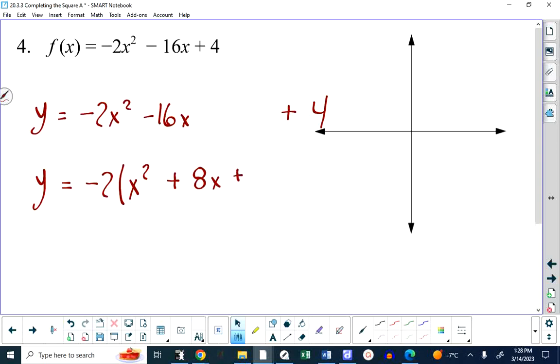I'm going to add something here. I'm going to close the brackets and put plus 4 here. So what number do I add inside of the brackets? Well, half of 8 is 4. 4 squared is 16. I add 16.